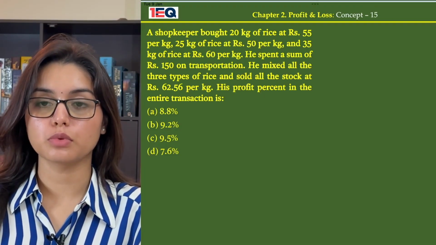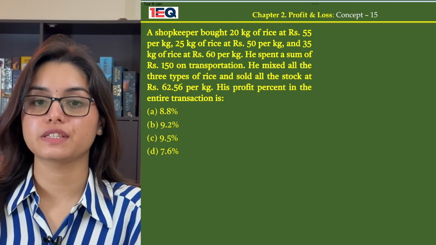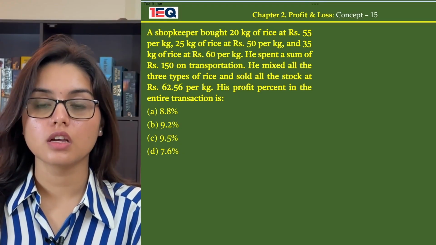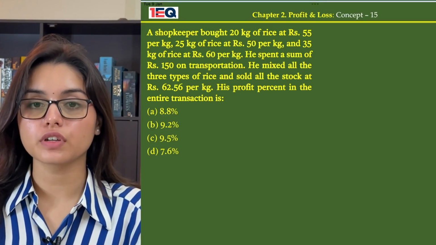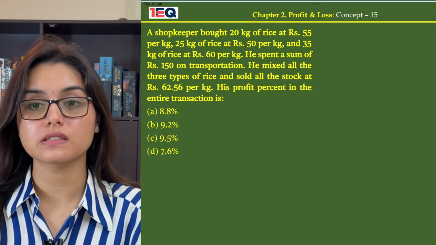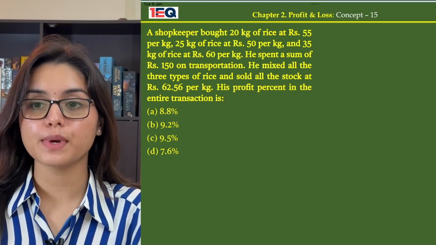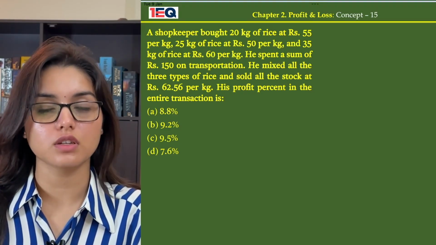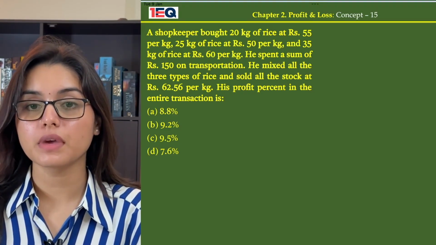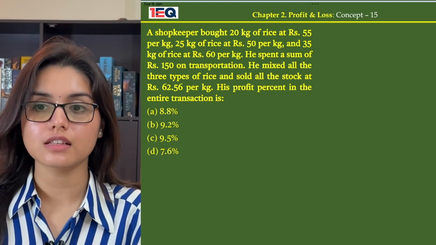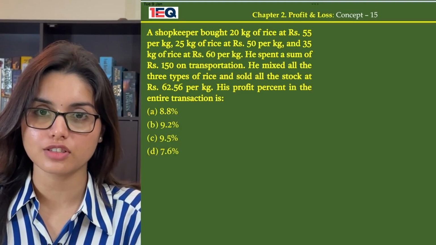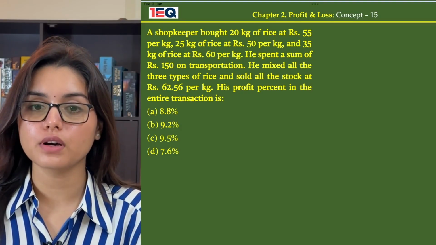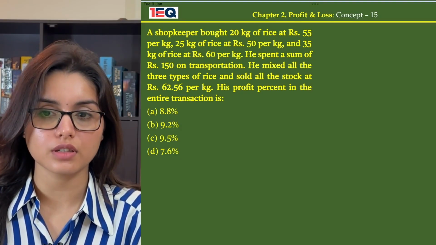A shopkeeper bought 20 kg of rice at rupees 55 per kg, 25 kg of rice at rupees 50 per kg, and 35 kg of rice at rupees 60 per kg. He spent a sum of rupees 150 on transportation. He mixed all the three types of rice and sold all the stock at rupees 62.56 per kg. His profit percent in the entire transaction is?